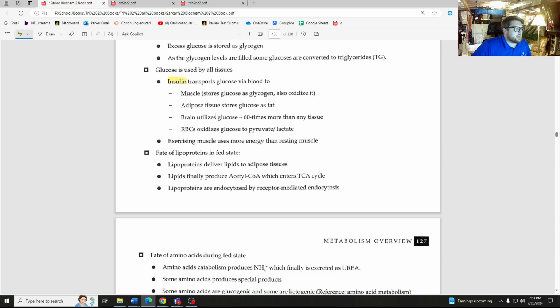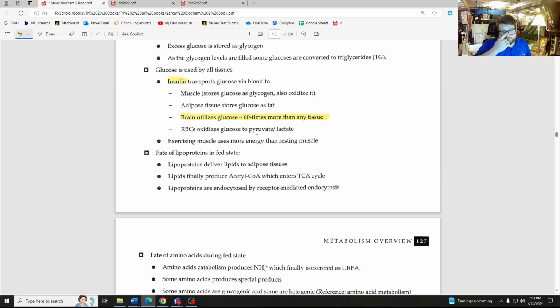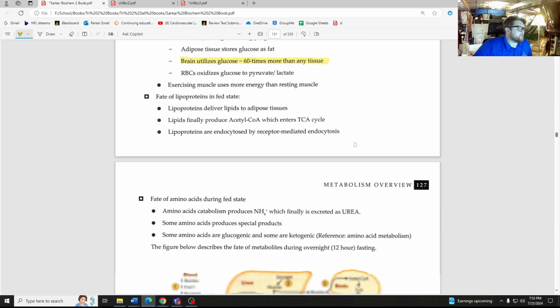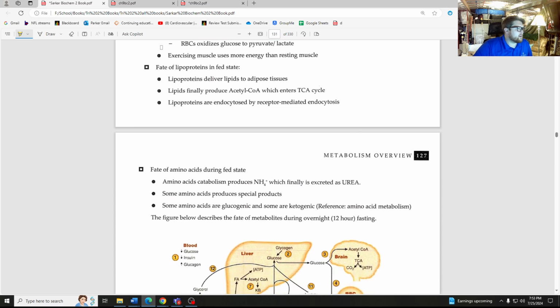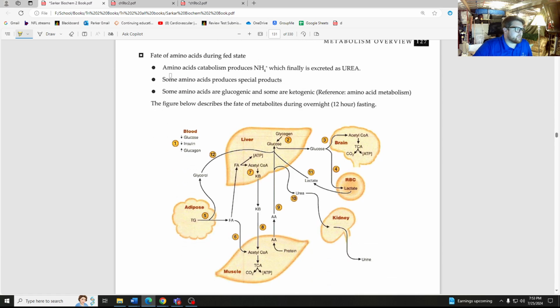A couple little important facts, like the brain utilizes 60 times more glucose than any tissue. By percentage and weight of our body, the brain uses a very, very large chunk of our total energy compared to any other tissue. Fates of the lipoproteins in the fed state, fate of amino acids in the fed state, all of this.